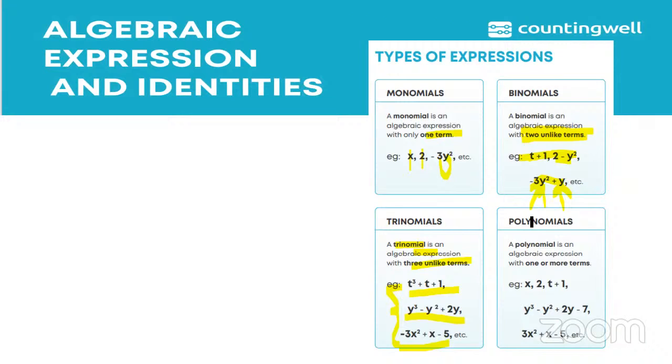What is a polynomial? It is an algebraic expression with one or more terms. So a polynomial should have at least one term or more than one. So it can be two terms or three terms or four terms and so on.